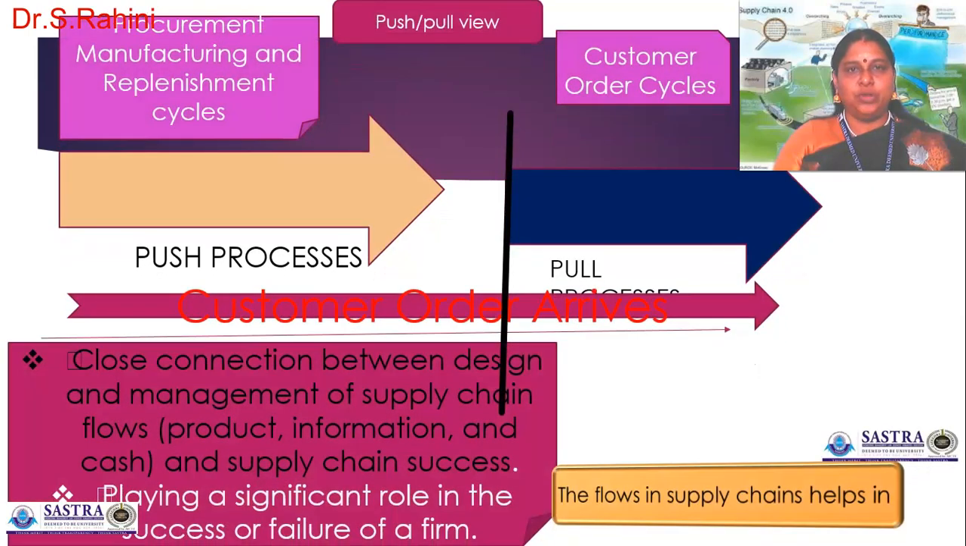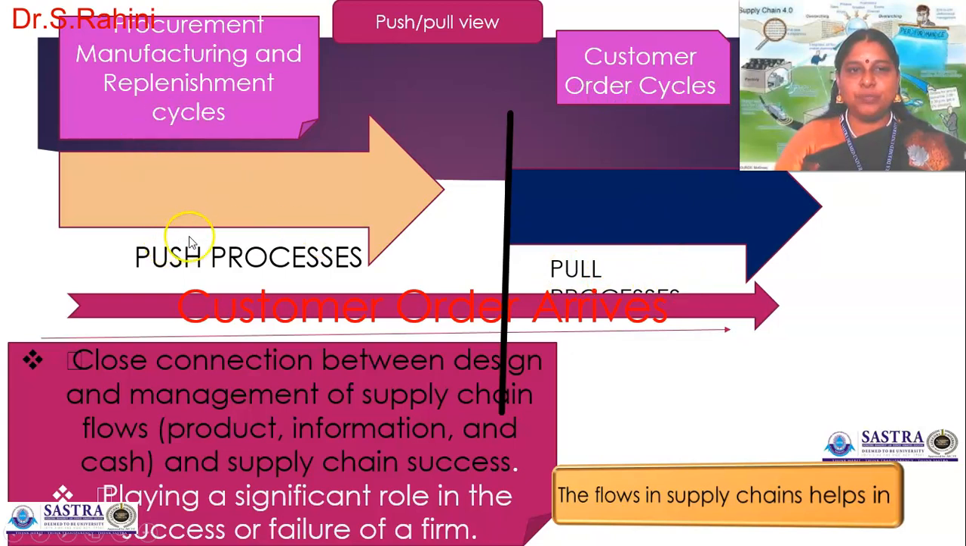And we discussed in the first slide about the push and the pull view. See, the procurement and the manufacturing replenishment cycles will be in the push process, and in the pull process you will have customer order cycles. So this I have already explained to you. There is a connection in this. If you want it, once again I will repeat that. Push process will have two different stages: one is the procurement, manufacturing and replenishment cycles. Here you will have customer order cycles. This is in the pull.